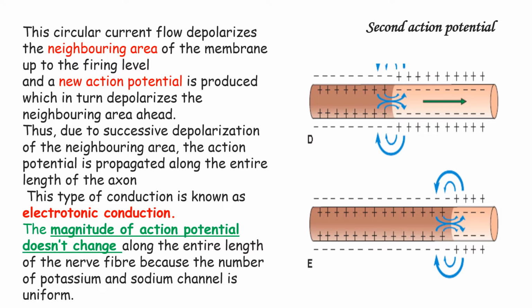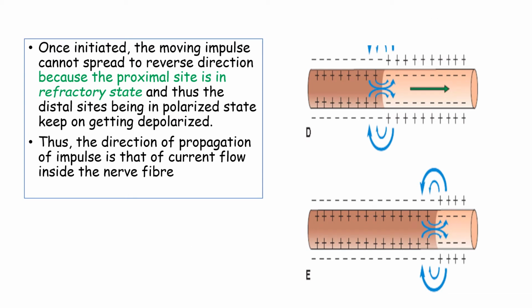The magnitude of the action potential does not change. It remains constant because the number of potassium and sodium channels is uniform throughout the length of the axon. So once initiated, the moving impulse cannot spread in a reverse direction. Why? Because the proximal site is in a refractory state, and thus the conduction of the impulse carries on to the distal site, that is, it goes on depolarizing the neighboring area. Thus the direction of propagation will be unidirectional, and it is in the direction of the current flow in the nerve fiber.